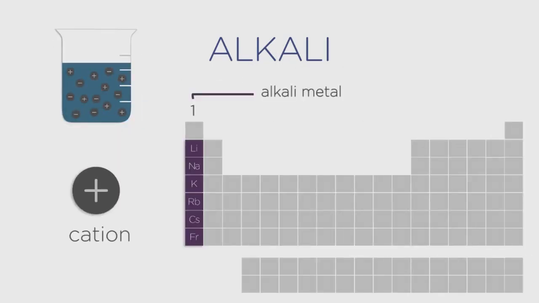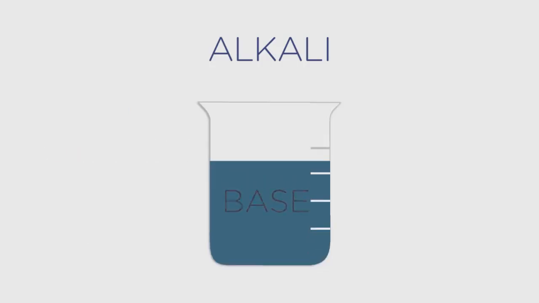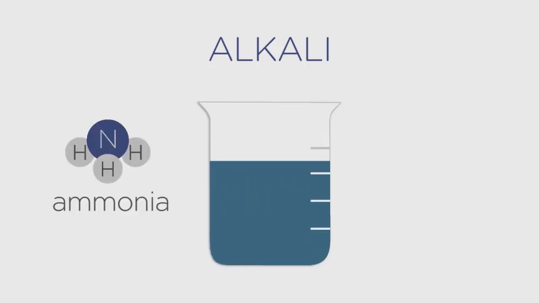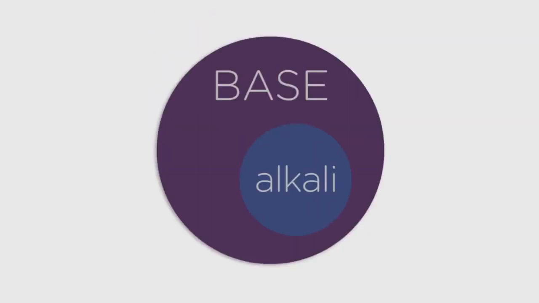An alkali is considered an ionic compound made using the positively charged cations of alkali or alkali earth metals from groups 1 and 2 of the periodic table. A broader definition is any base that dissolves in water, and in this case ammonia is also an alkali. All alkalis are bases, but not all bases are alkalis.